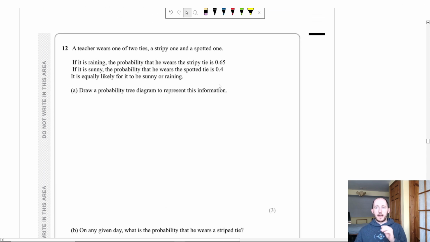But in general, when you have conditional probability, you should use a probability tree diagram. You don't have to. And you guys have seen me do it without a probability tree, but it's a very easy way of visualizing it. How do I know it's conditional probability? Because this is a condition. If it's raining, the probability he wears a stripy tie is this. If it's not raining, the probability is different, which means it's based on a condition, right?